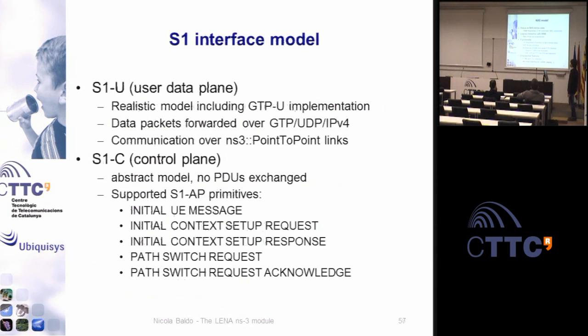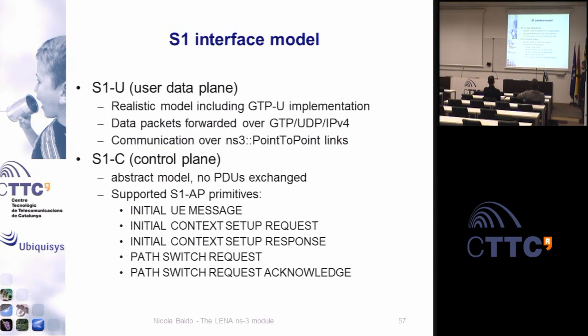Okay. For the S1, we have different levels of detail. The S1-U part, the user data plane part, is, I would say, pretty much realistic. So we have an actual implementation of GTP-U running over UDP and IPv4, so that we have actual packets going over a simulated link, and we are actually using point-to-point links to connect the eNode-B with the SGW. For the control part, it's an abstract interface without any PDU, and we support the primitives that are listed in this slide.